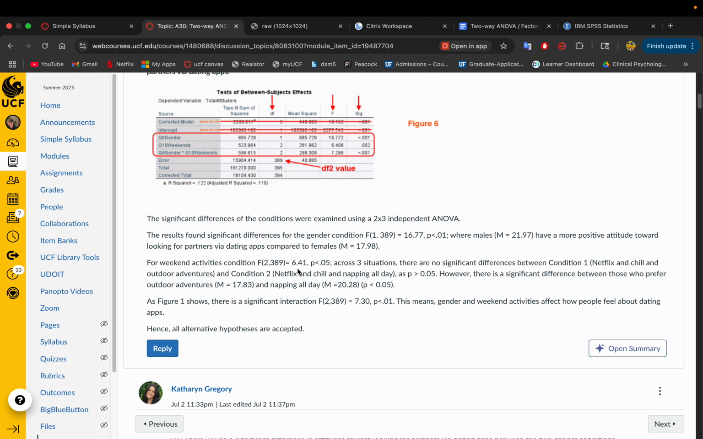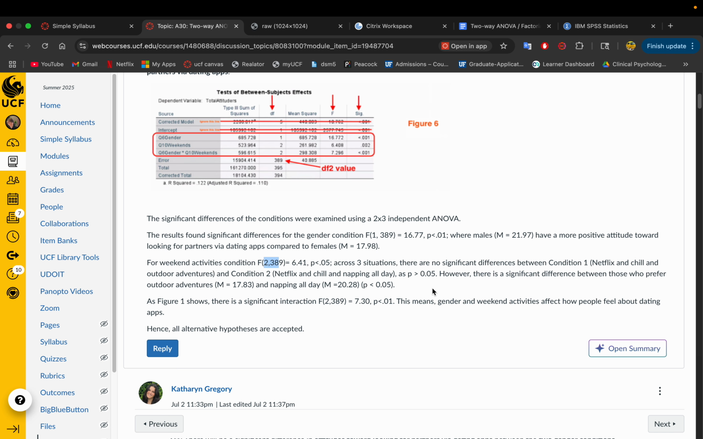And then for weekend activities, same thing, only the degrees of freedom 1, since it's for weekends, is 2. To know the math, the degrees of freedom for these tests is just n-1. So if there are 3 factors, your degrees of freedom 1 would be 2, and for 2 factors it would be 1, and so forth. Across the 3 situations, there are no significant differences between condition 1 and condition 2, as p is greater than 0.05.